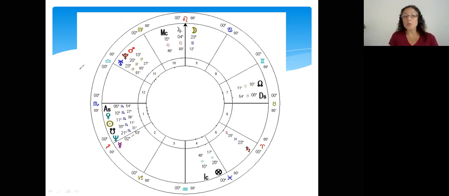So at the moment, we also have Jupiter in Libra. So similarly, how is that affecting you? You would want to go and find the house in your chart that has the sign of Libra on the cusp.